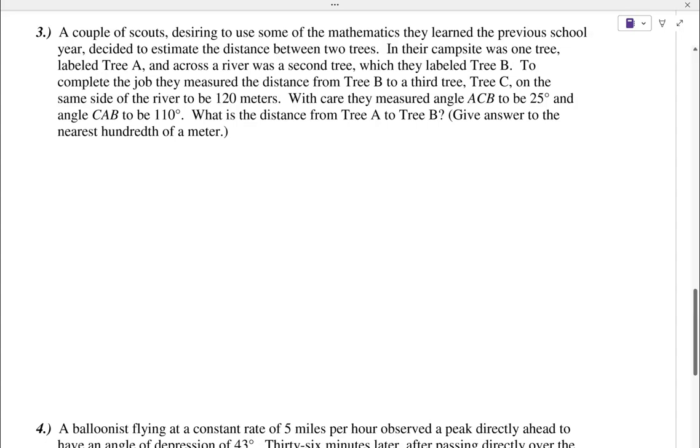Oh, this one's a long, worded one. I borrowed this from Dr. Stickles, so she was apparently pretty creative when she wrote this one. All right, I'm going to estimate the distance between two trees. They've got tree A on one side of a river. Measured the distance from tree B to a third tree on the same side of the river.